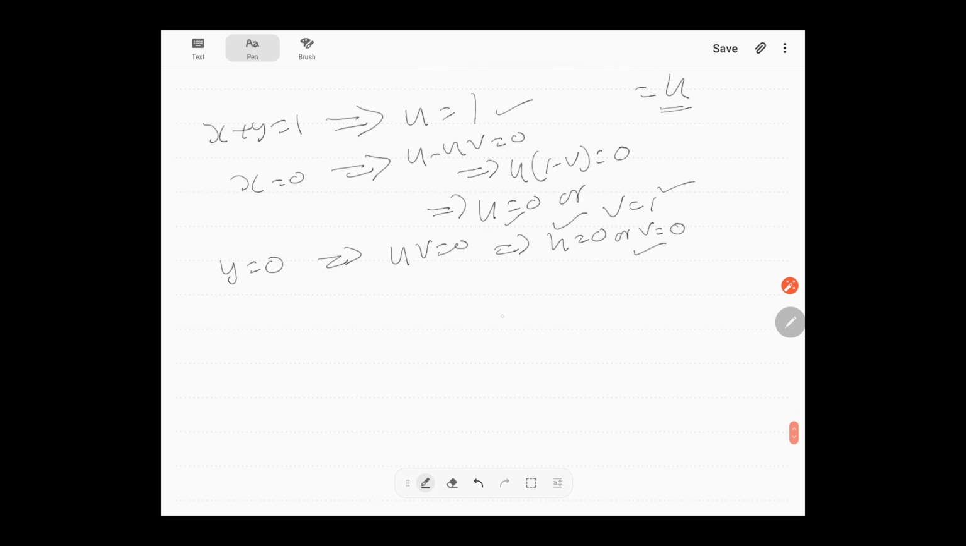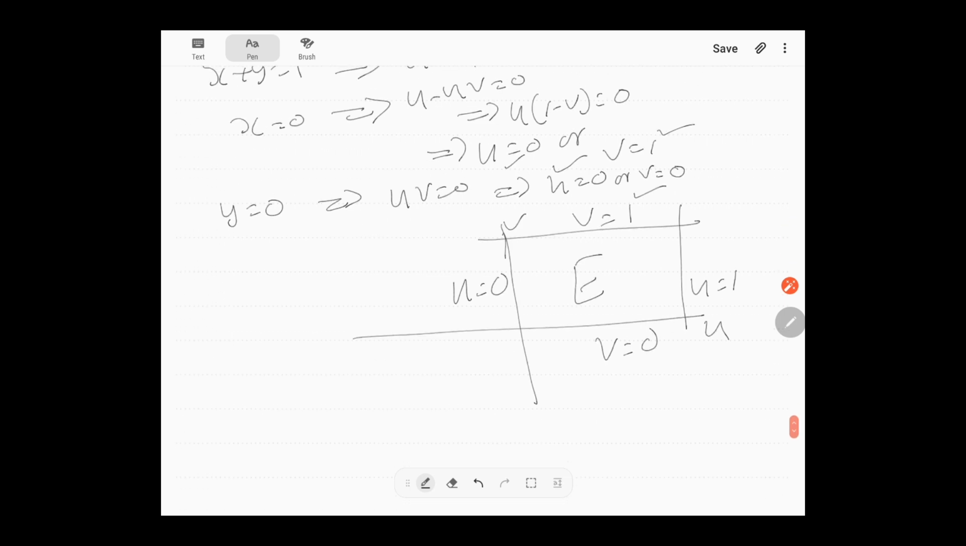So that triangle region has become a square. This is the u axis, this is the v axis, this is u equal to 0, v equal to 0 is another one, v equal to 1 is another one, and u equal to 1 is another. So it's a square. This is the region E.